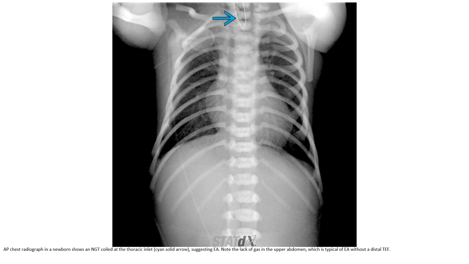AP chest radiograph in a newborn: the enteric tube coils at the thoracic inlet, suggesting esophageal atresia. Note the lack of gas in the upper abdomen, which is typical of esophageal atresia without a distal TEF.